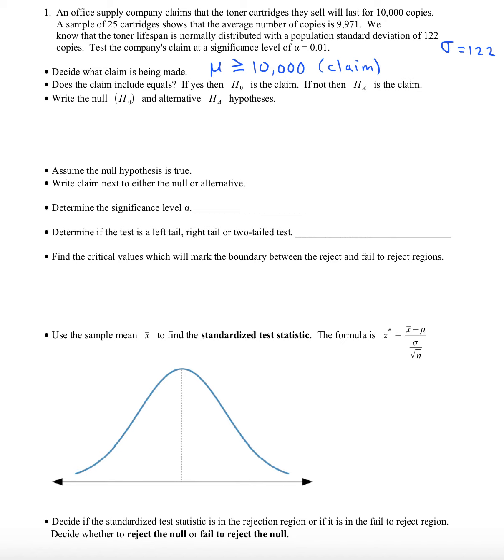Does the claim include equals? If yes, then H0 is the claim. If not, then HA is the claim. Let's write the null and alternative hypotheses. Our claim does include an equals sign, so we want to make that H0. Now we have to write the complement, which is the opposite, that it's less than 10,000.